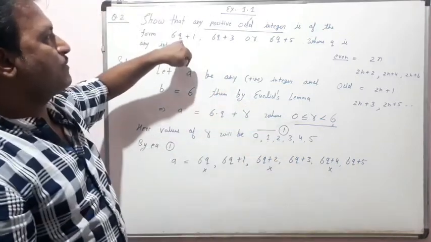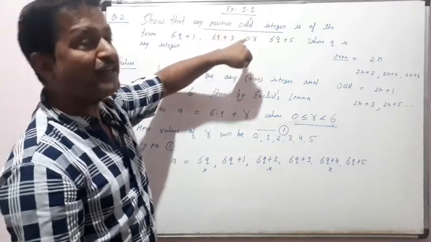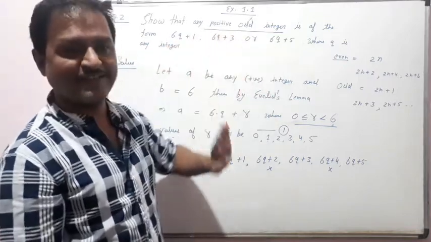So remaining what? 6q plus 1, 6q plus 3, 6q plus 5 are odd number. See here we have to prove this much only. 6q plus 1, any positive odd integer is in the form of this angle. Clear?